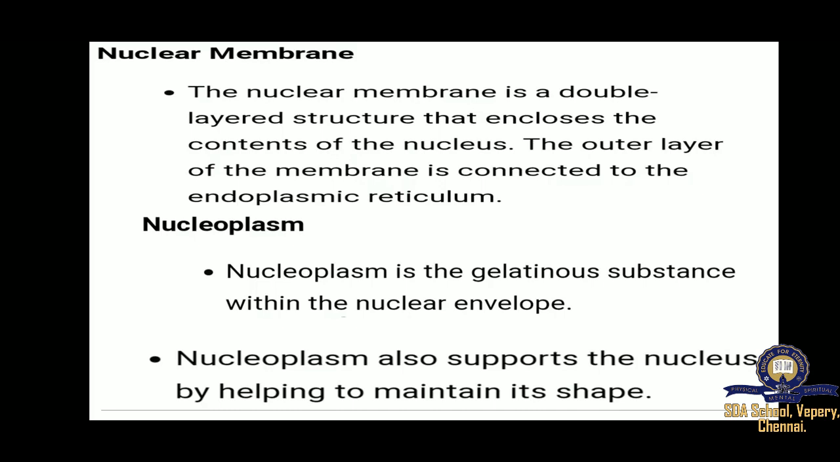Nucleoplasm is the gelatinous substance within the nuclear envelope, also called karyoplasm. This semi-aqueous material is similar to the cytoplasm and is composed mainly of water with dissolved salts, enzymes and organic molecules suspended within. The nucleolus and chromosomes are surrounded by the nucleoplasm, which functions to cushion and protect the contents of the nucleus. Nucleoplasm also supports the nucleus by helping to maintain its shape.